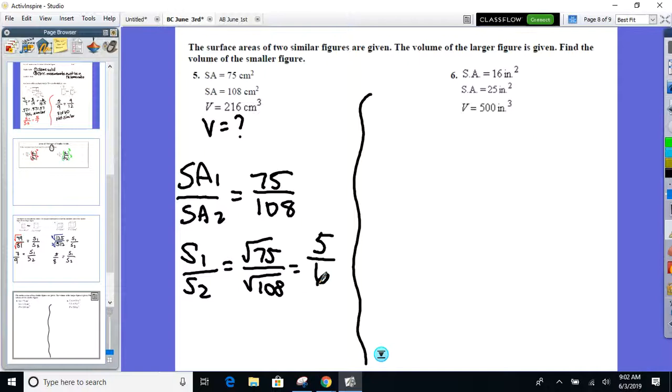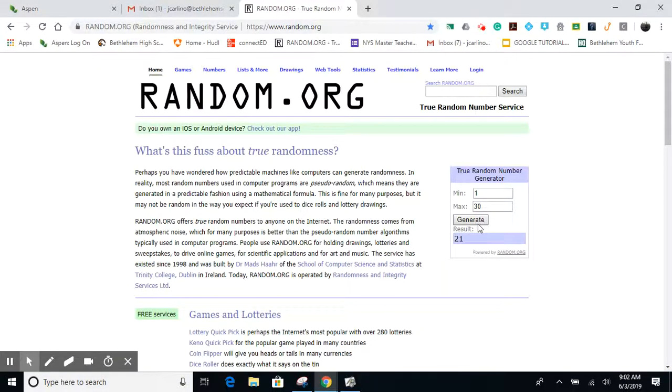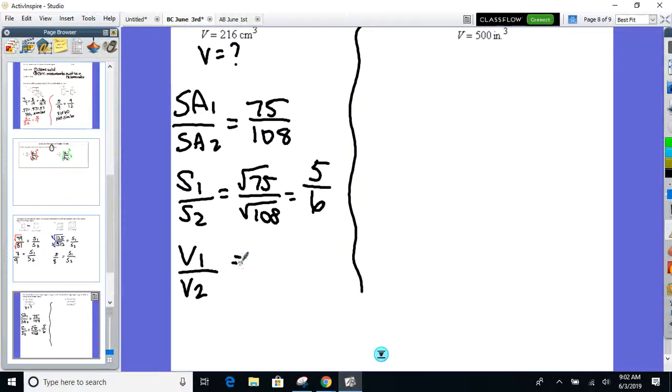Is that what I need, though, for my proportion? Nope. I'm not going to say 5 over 6 equals x over 216 yet. I need to get to the volume ratio, so let's keep chugging. What do you want me to do to the 5 over 6 to get to this volume ratio? How do I get to the volume? I know that, but it's not equal to 5/6. Cube it. That's what I'm looking for.